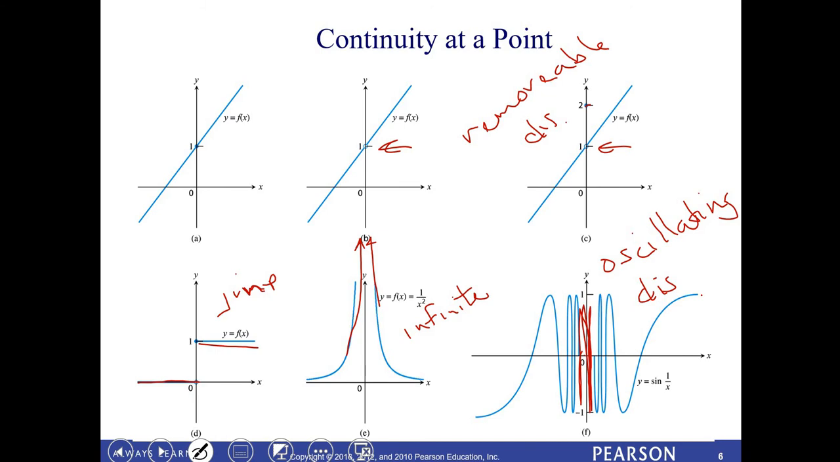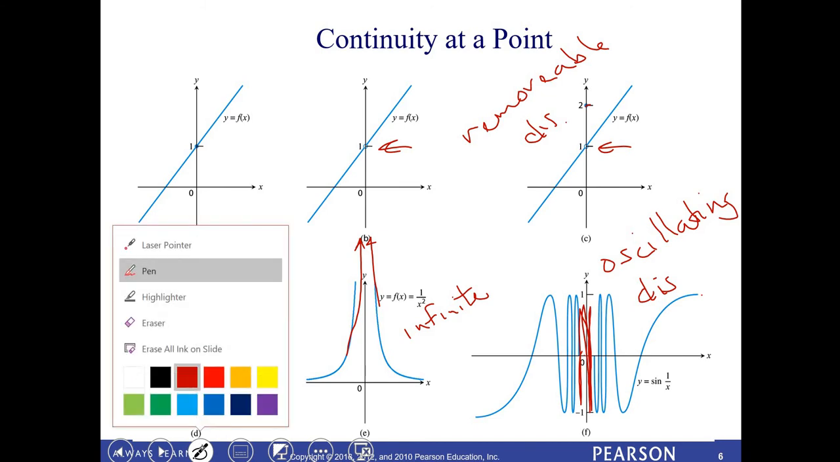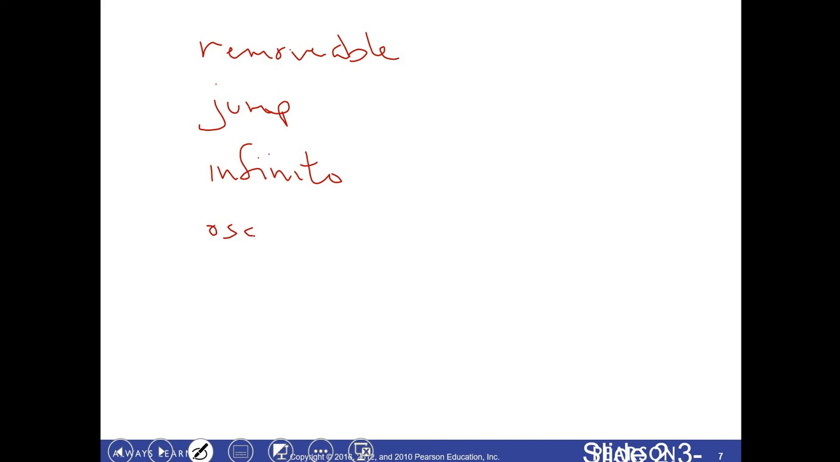So these are our four main kinds of discontinuities that we're going to be looking at. Removable, where there's a little hole. Jump, where we jump from one value to another. Infinite, where we're going up on both sides or down on both sides of a vertical asymptote.